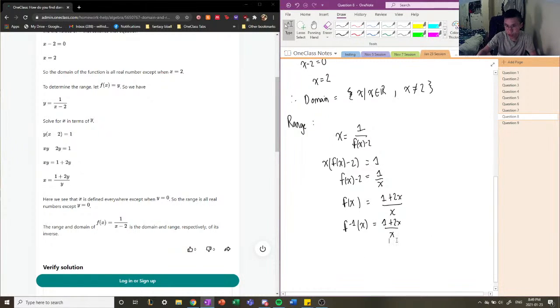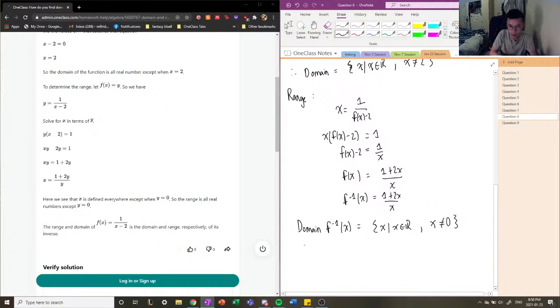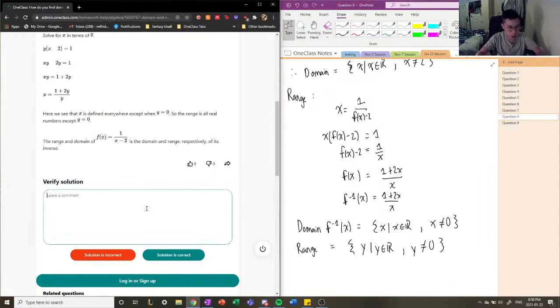And we calculate the domain of our function here. Similar to this rational function, we see that the domain of our inverse is equal to x belongs to all real values, except x cannot equal 0, right? Because when x equals 0, the denominator is equal to 0. And this equals our range. So our range is equal to y belongs to all real values, except y cannot equal 0. Okay? Cool. So other than that, the solution is correct, and we can move on.